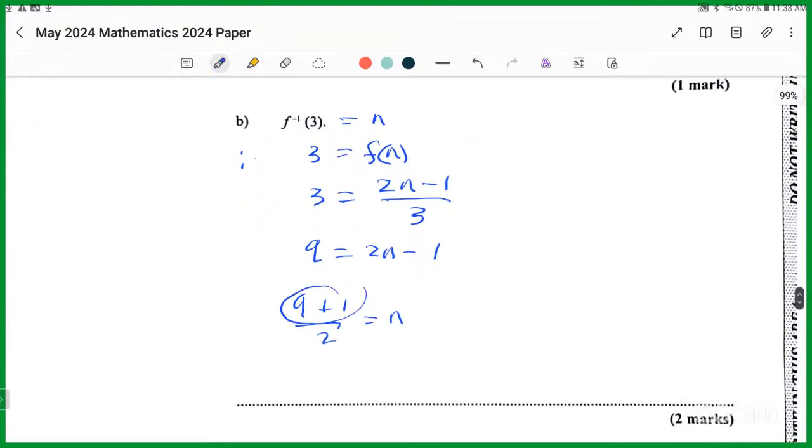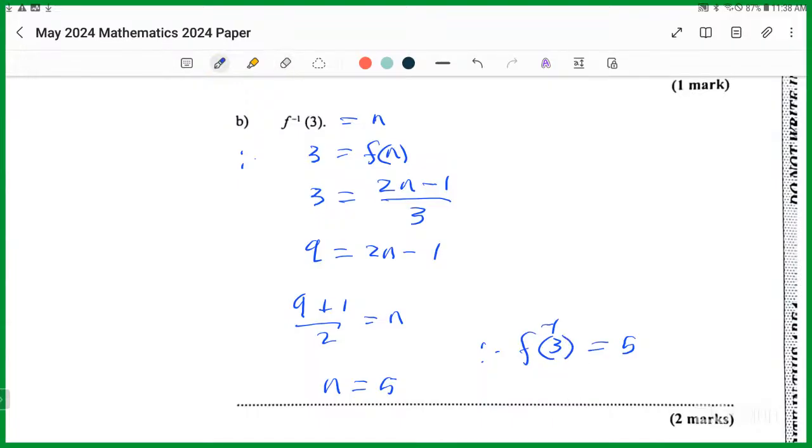That's 9 and 1 is 10. 10 over 2 is 5. So n equals 5. Therefore, f to the minus 1 of 3, which is equal to n, is equal to 5. That's the answer. So if you do the other way and get 5, no problem.